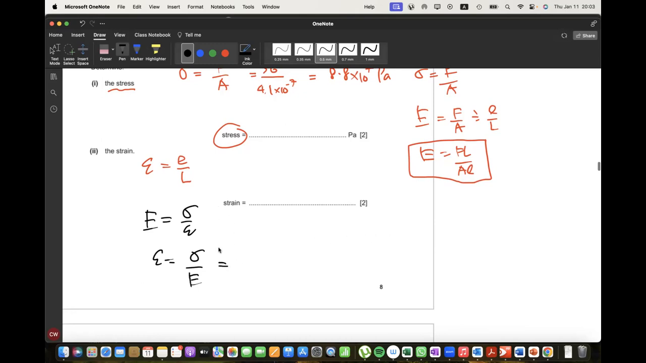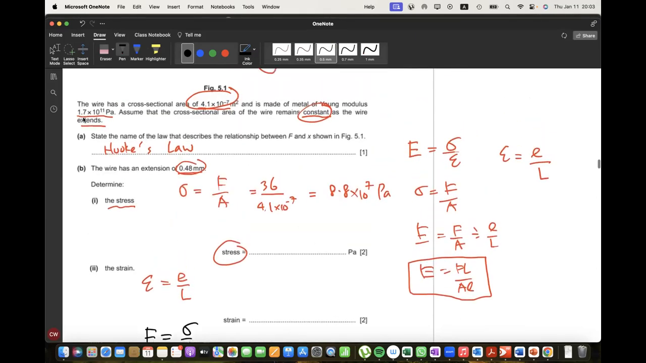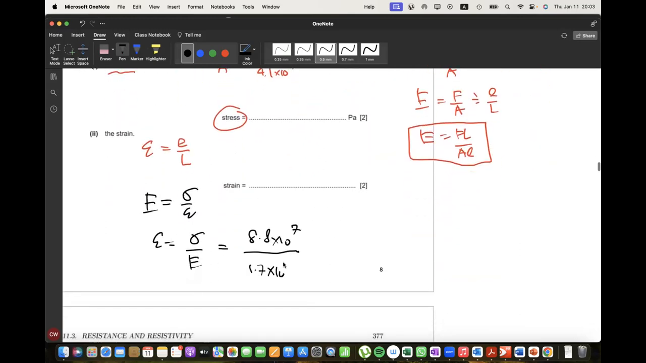What is the stress now? This number. Are we provided the Young modulus? Yes, 1.7 times 10 to the power 11. So how much is the strain now? 8.8 times 10 to the power 7 divided by 1.7 times 10 to the power 11. 5.2 times 10 to the power of -4. Any unit for the strain? No unit. Very good.